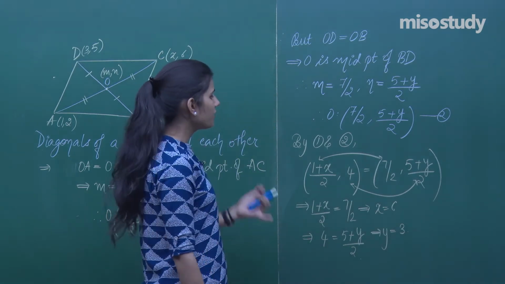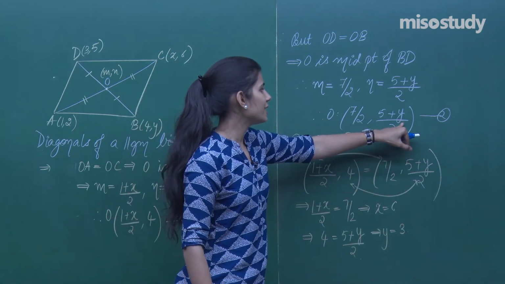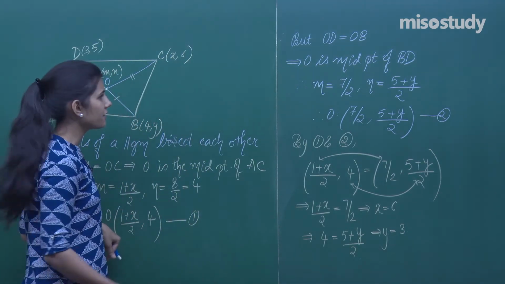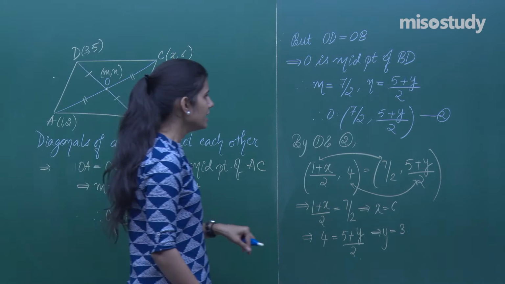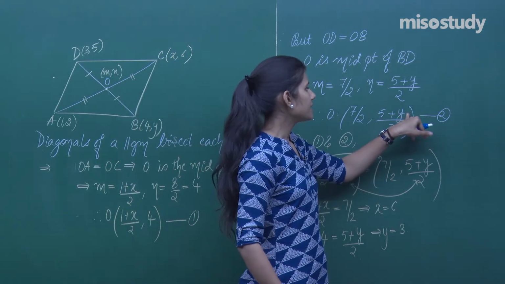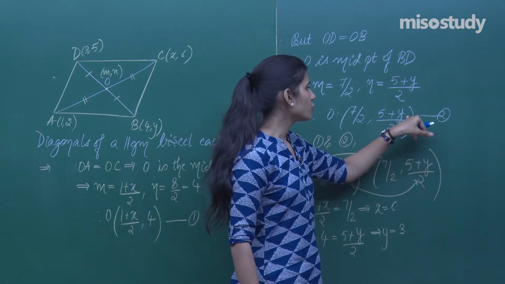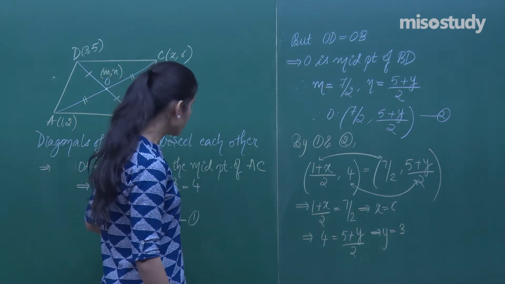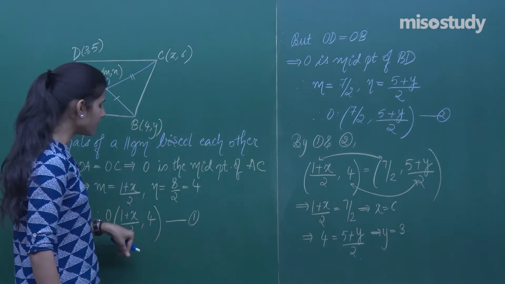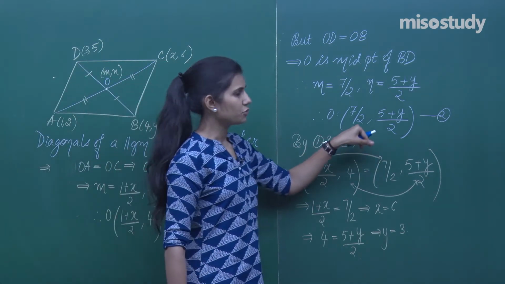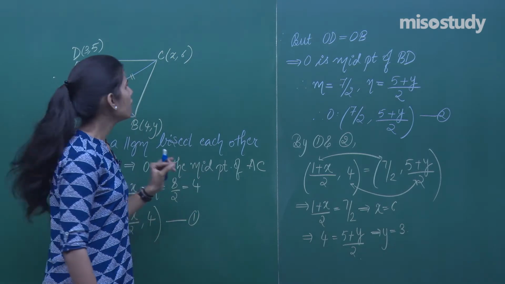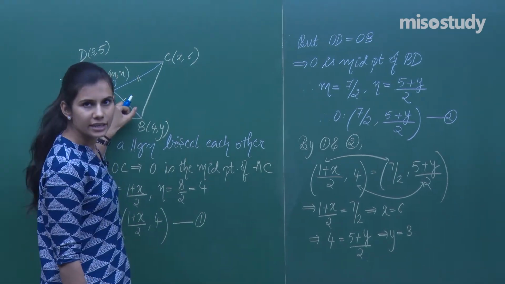If you have the value of x and y with you, you can put over here the value of y, get the coordinates of O, put over here value of x, get the coordinates of O, they will come out to be exactly the same. You can check if y is 3, 5 plus 3 is 8, 8 upon 2 is 4, so y coordinate will be 4, which is same as y coordinate that you got over here. And if you put x equals 6, you get 6 plus 1, 7 by 2, which is same as x coordinate over here. Fine.